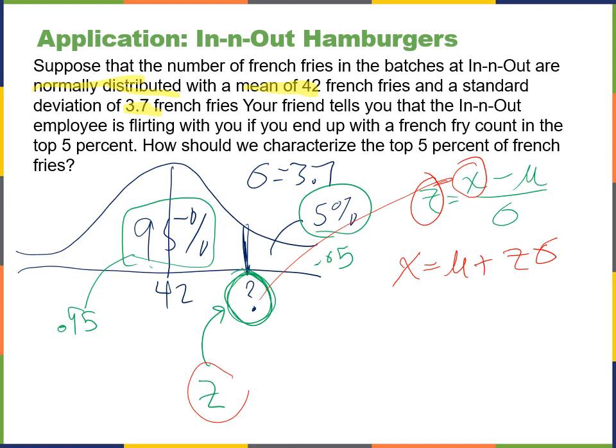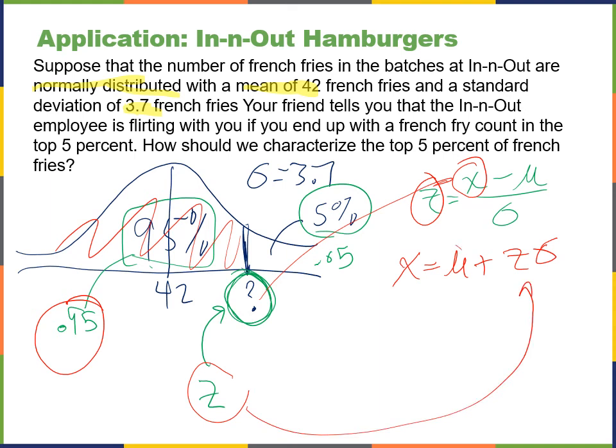So again, what I'm going to do, I'm going to look up my area in the table to the left, which is 0.95. That's an area. That's going to then tell me a z-score in my table. Once I have my z-score, I'm going to plug that into this formula along with the mean and the standard deviation, and that's going to tell me how many fries should separate the top 5% from the bottom 95%.